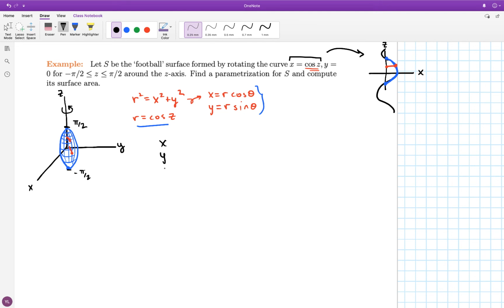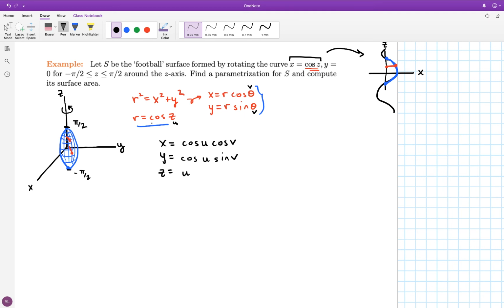So let's put these things together, and I'm going to go ahead and switch our variables from r and theta over to u and v. Sorry, I'm going to switch the variables from z and theta over to u and v. Okay, so here is the parameterization. Again, it's a bit tricky, but let me go through it again.